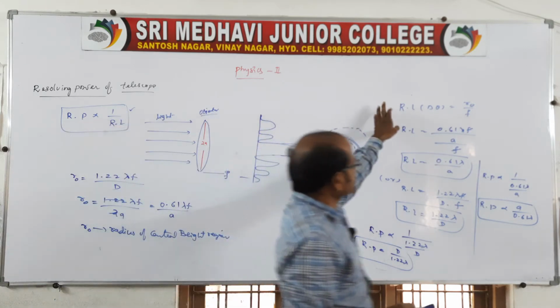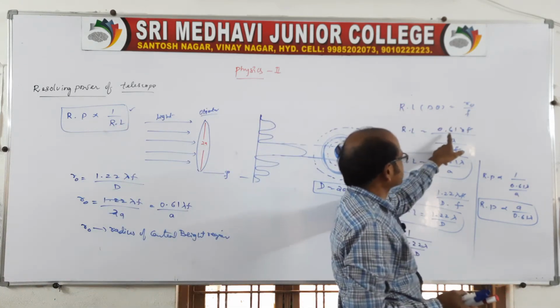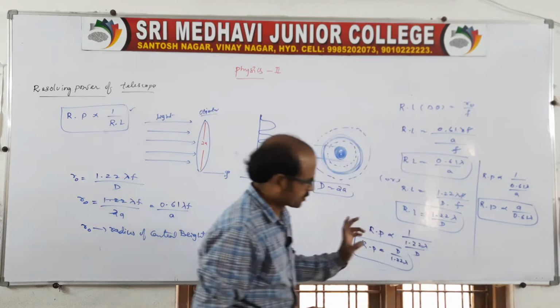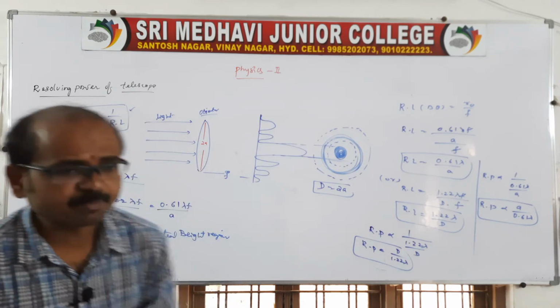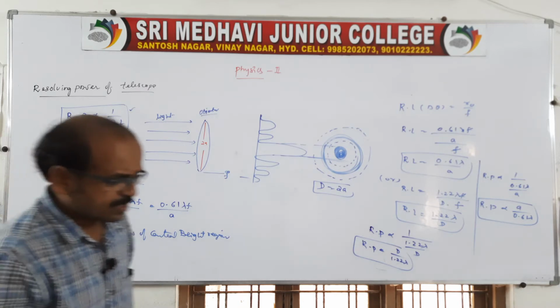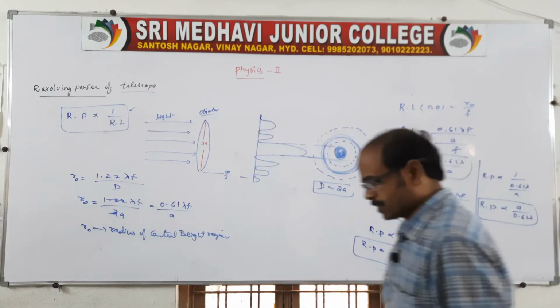After knowing this, you substitute, because the limit is equal to r naught by f, therefore 0.61 lambda by a. Then, after knowing the limit, you substitute it in the power. So this is related to the resolving power of a telescope. Now you go through this, because it is also a 4 marks question.